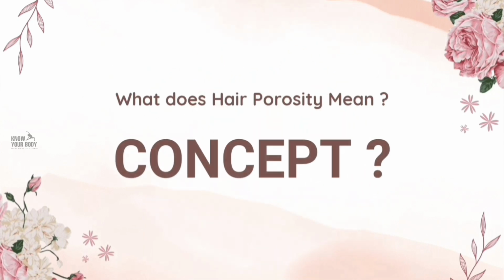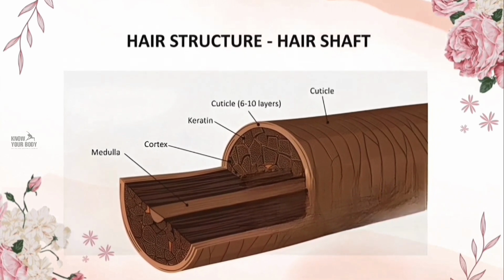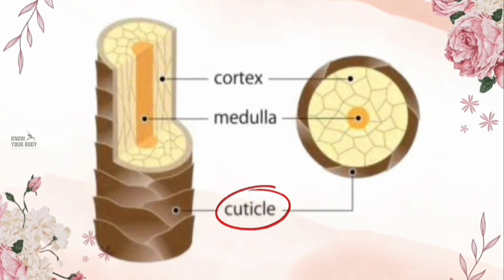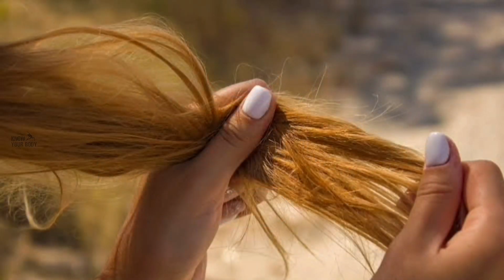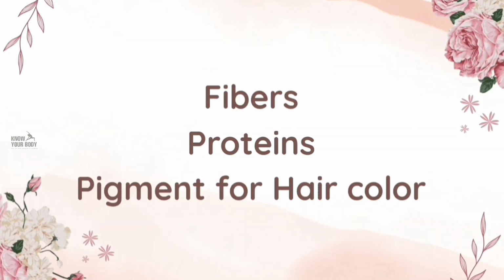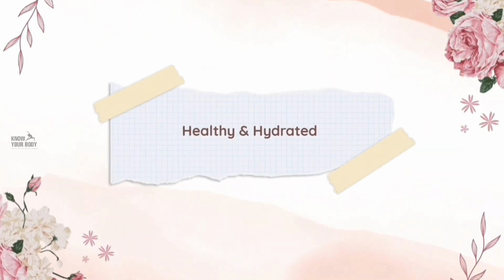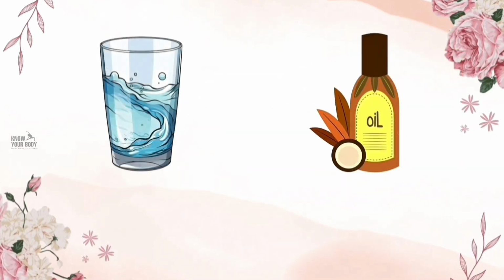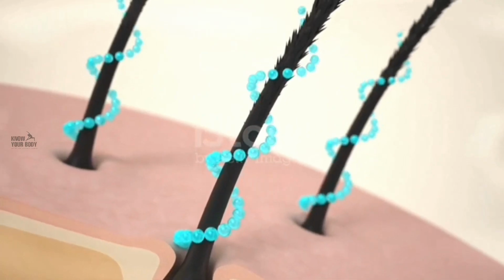What does hair porosity mean? To understand the concept of hair porosity, it helps to know a bit about the structure of your hair, which consists of three layers. These layers include the cuticle, the cortex, and the medulla. The cuticle is the tough protective outer layer of your hair that's made up of smaller cuticles that overlap each other. It contains fibers, proteins, and the pigment that gives your hair its color. The medulla is the soft central part of the hair shaft. For your hair to stay healthy and hydrated, water, oils, and other moisturizing products need to be able to pass through the cuticle to get to the cortex.